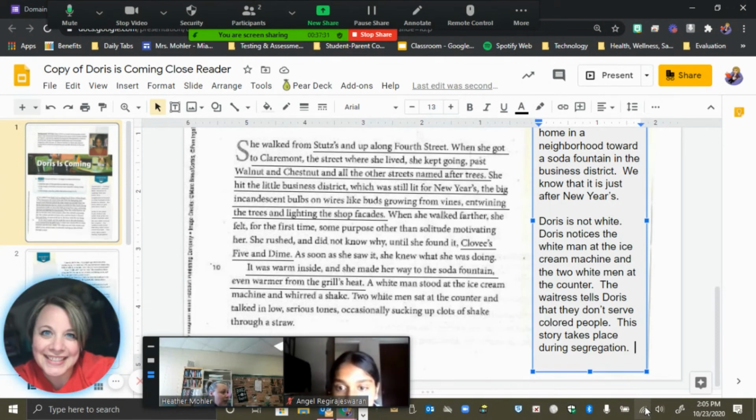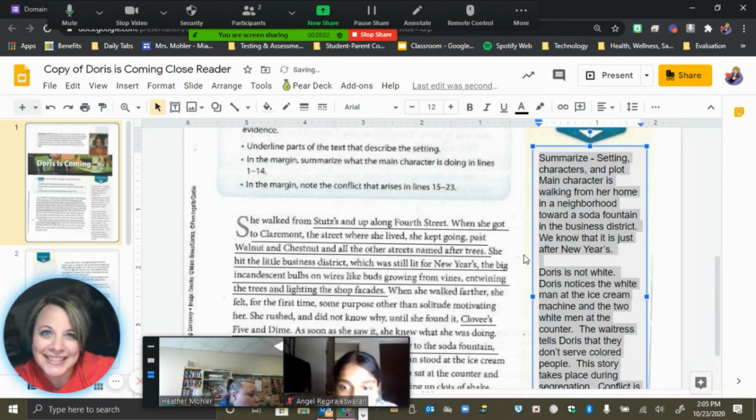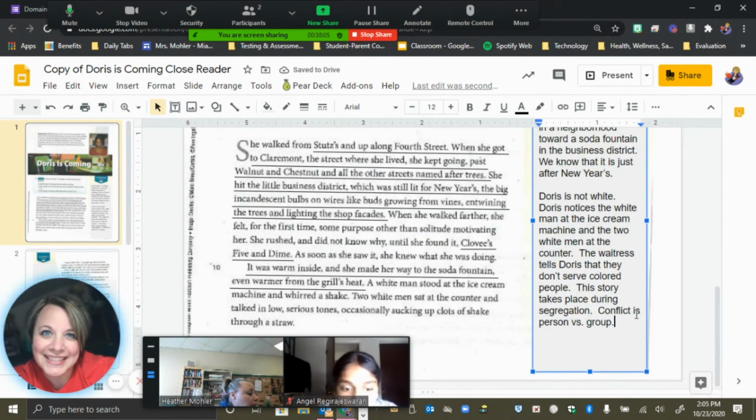So the conflict, is it going to be man versus man? No, because it's not just one white person that Doris is encountering. It's a whole group. So the conflict is person versus a group. Okay? It's a whole group of people who believe in segregation.